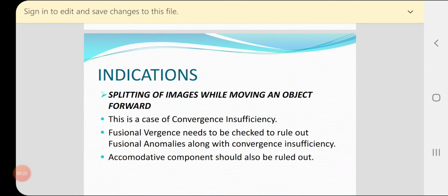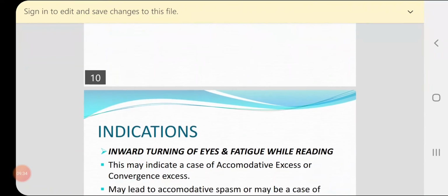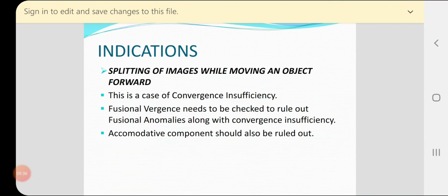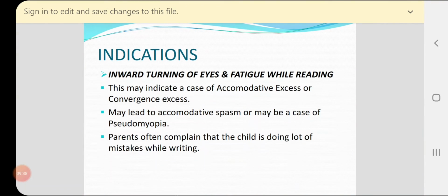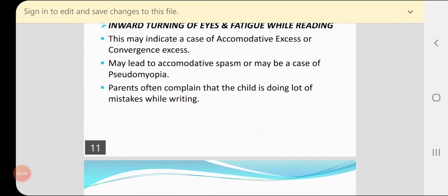Okay, splitting of images while moving an object forward means, suppose an object is coming near to you, but once it comes a little nearer to you, it is splitting into two. Okay, that may be due to convergence insufficiency. Inward turning of eyes and fatigue while reading, definitely what we were discussing previously.